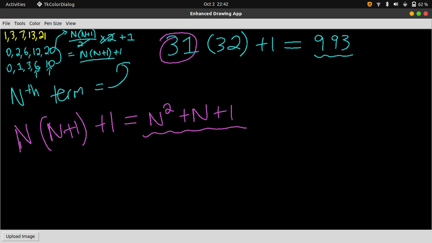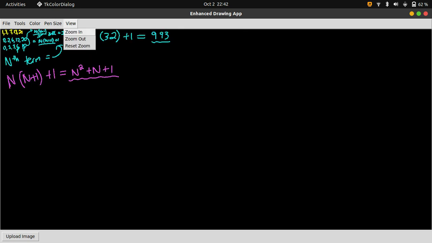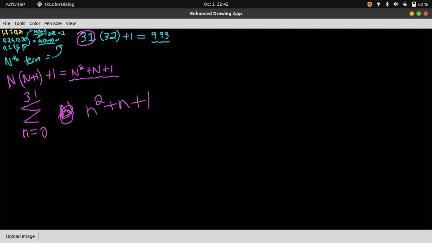So, let's see. Once you've got this form, and we know we want the first 31 terms, we can represent this as a summation. So from n equal to 0 up to 31, we want the sum of n squared plus n plus 1. That's what we want to find here, essentially.